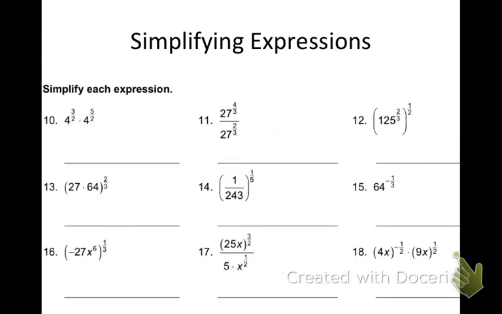Okay. All right, let's try number 10 here. Now this, again, these problems look like they're really rough. If you take it step by step, they're not going to be that bad. Number 10. When I multiply and I have the same base, what can I do with my exponents? I add them, right? So what's 3 halves plus 5 halves get me? 8 halves, 4. So that gives me 4 to the 8 halves.